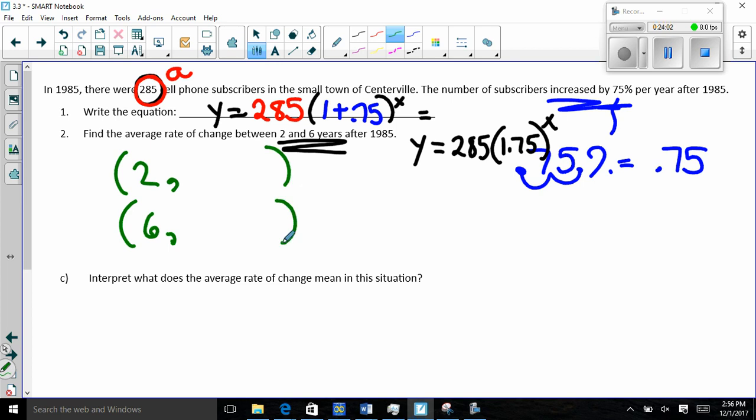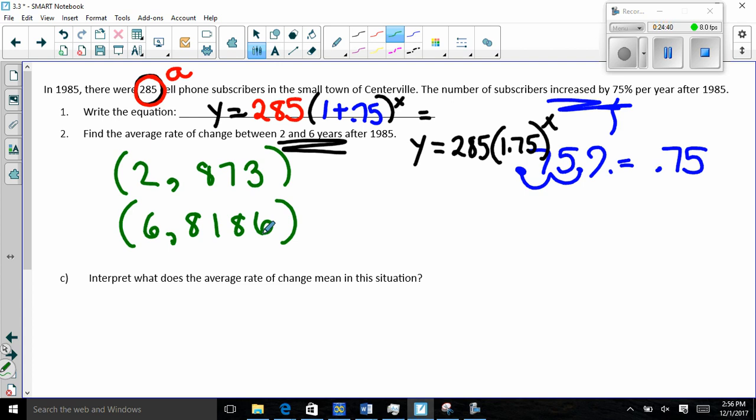So I'm literally typing in my calculator right now, just like you guys. 85 parentheses 1.75 and parentheses, that caret above the division sign, and I'm going to do 2. When I do that, I get 872.8125, but I'm going to round to a whole number, so 873. And if I do it again with the power of 6, I end up getting 8,186 when I round. And so those are my 2 points.